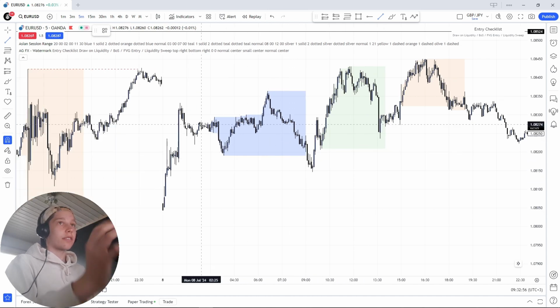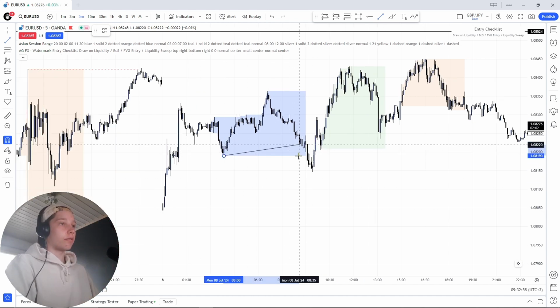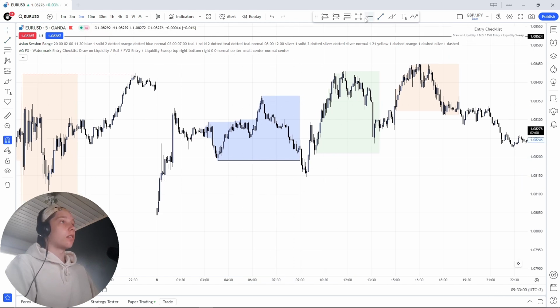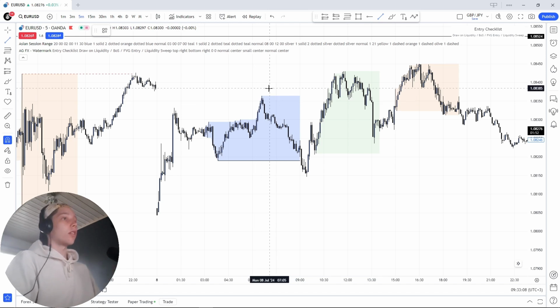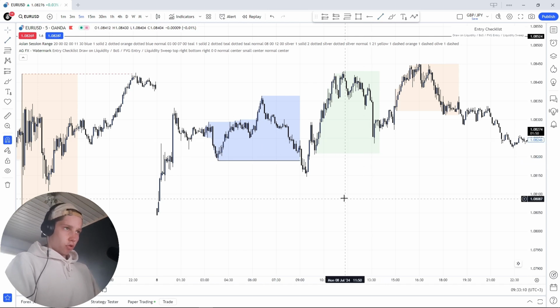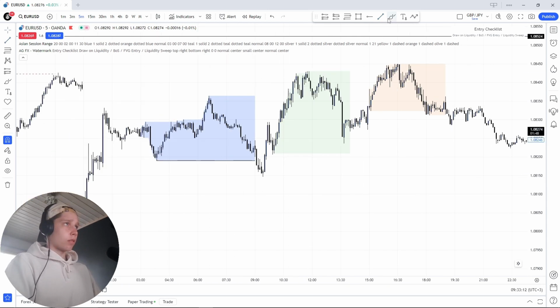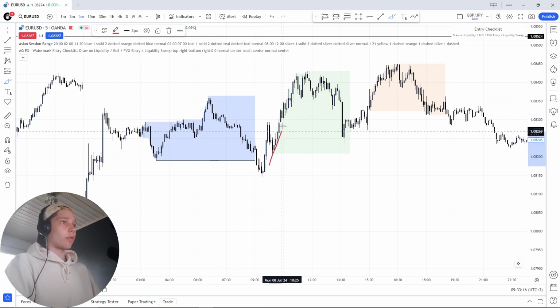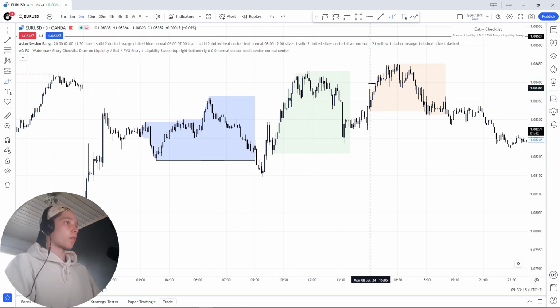But for example, yesterday on Euro USD, I was looking to get into this trade, so this is part of my plan. I usually trade New York mainly, but I also trade London because I'm in that time zone. So the blue box is Asia. Then we've got London here and New York here.